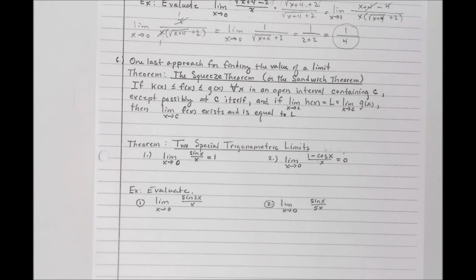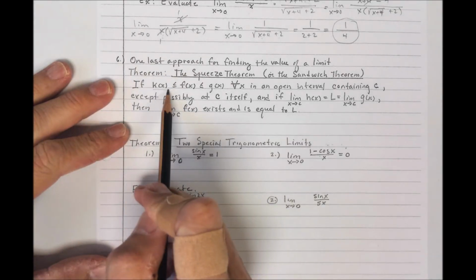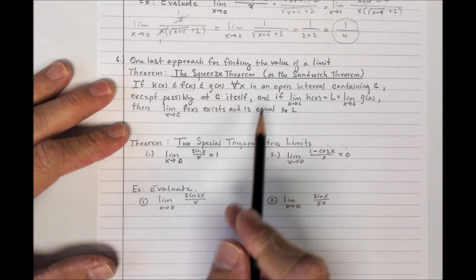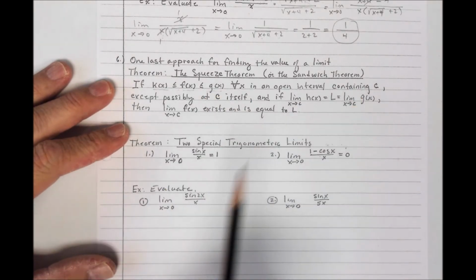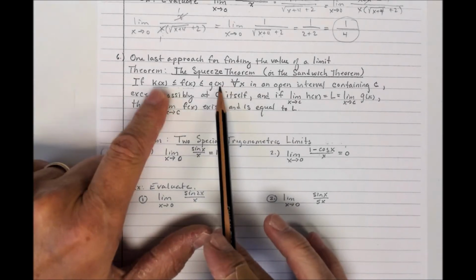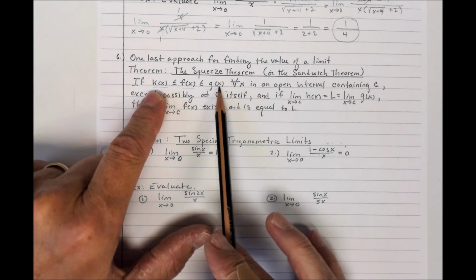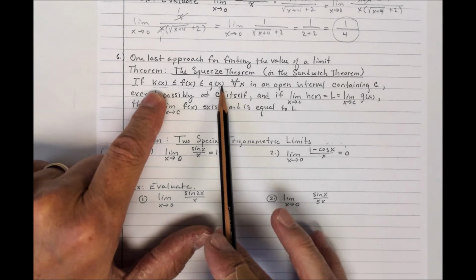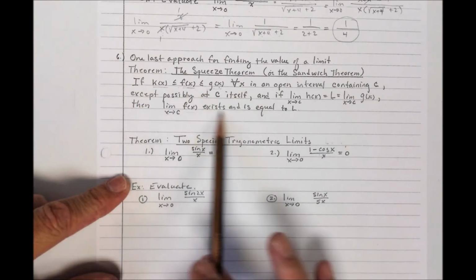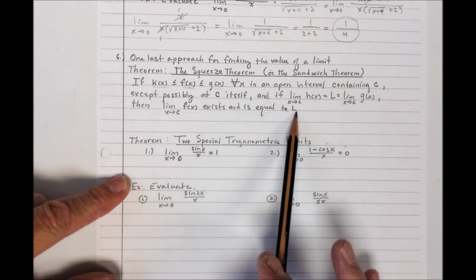The Squeeze Theorem says, find two functions, one that's always less than or equal to the function in question, one that's always greater than or equal to the function in question, for all x in an open interval containing c, except possibly c itself. If the limits as x goes to c of the two functions, the one that's always smaller and the one that's always bigger, are equal to the same number, then the function in the middle is forced to have a limit, and it would be equal to L.